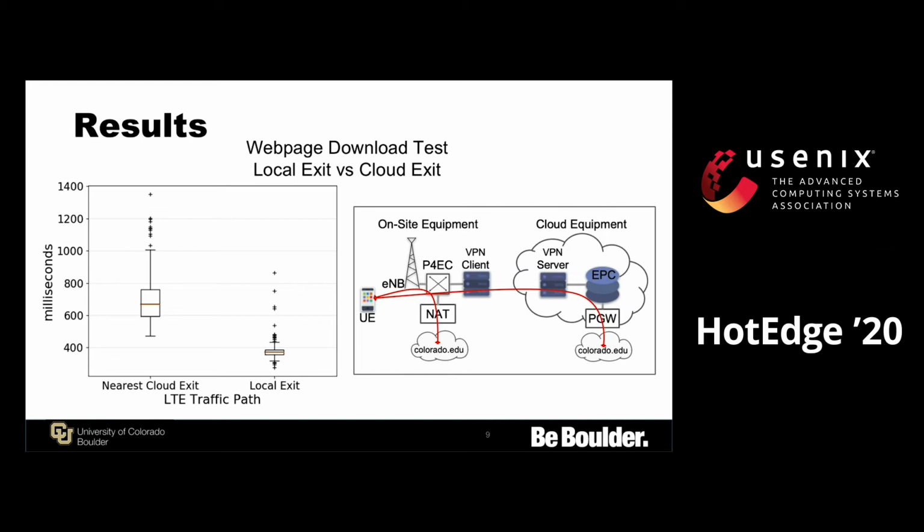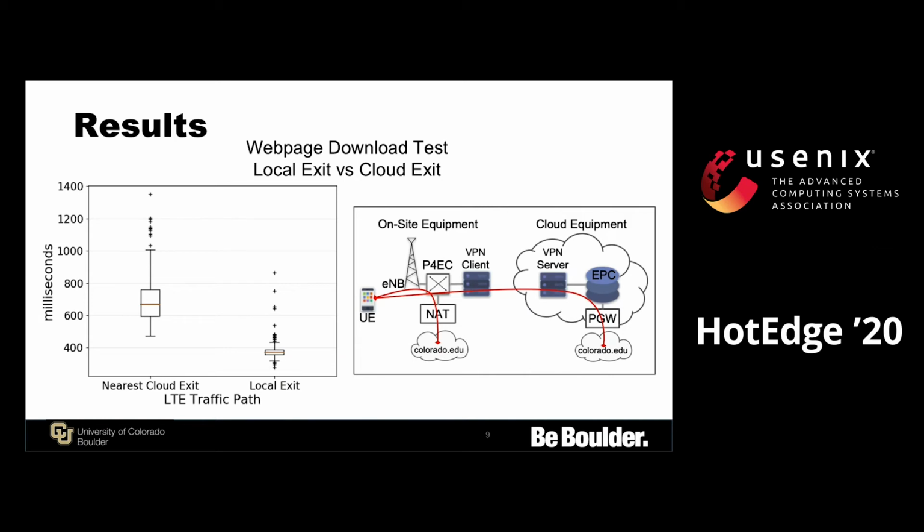We first used web browsing as a simple but real-world application to test with. On the UE, we run curl to repeatedly measure the total time to download a web page. The download size is 100 kilobytes, and the UE and server exchange about 150 TCP packets. The web page is hosted geographically near our facilities and was specifically chosen to show off the advantage of having a local exit near the eNode B.